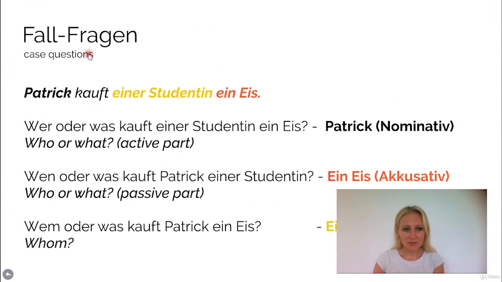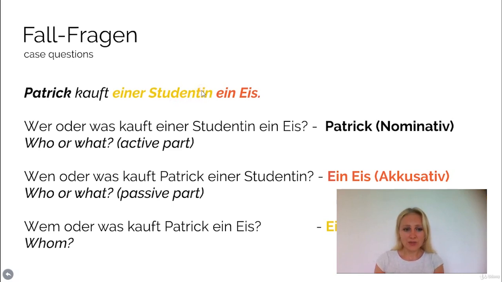Die Fallfragen, that means case questions. And here we have a sentence. Now we're going to break down the sentence here. Patrick kauft einer Studentin ein Eis. It means Patrick buys an ice cream, let's say, to or for a student. Now we have a female student. We don't have the preposition für here because it's not necessary. Because with etwas jemandem kaufen, like for somebody, you can just put the person for whom you are buying something in the dative, and then you don't have to use the preposition für. Okay, Patrick kauft einer Studentin ein Eis.